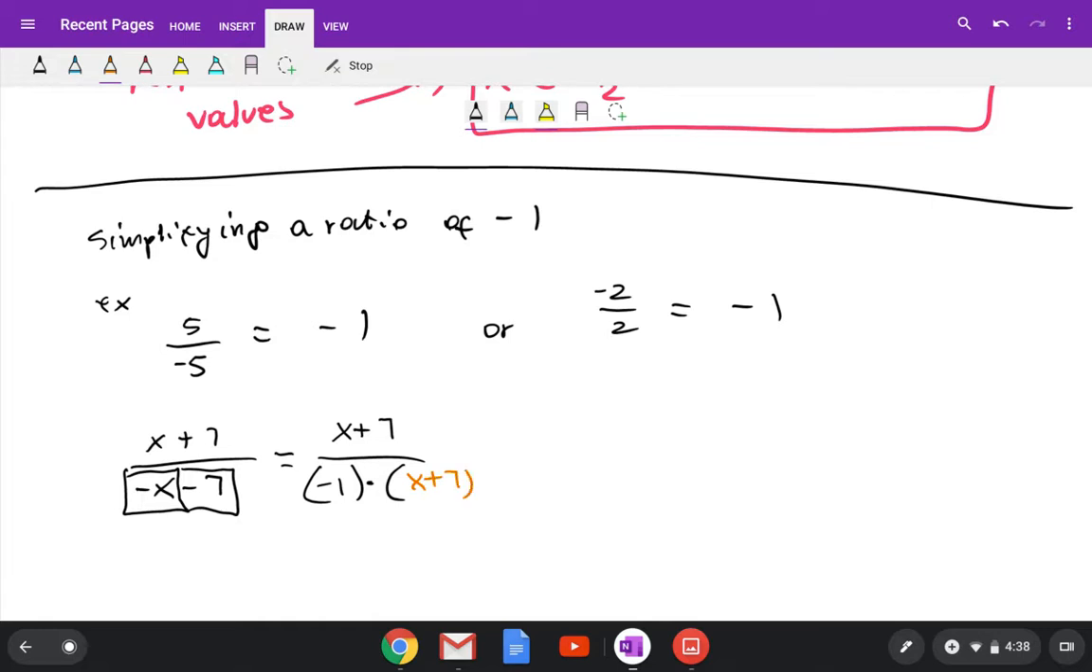So now look what happened. Now you're ready to simplify this rational expression because you have x plus 7 on the top and x plus 7 on the bottom. So when you cancel the expression in your numerator, if there's nothing there, that means there's 1 over there. On the bottom, you have -1. So that will give you just -1. So we're going to do a couple examples where you have to simplify a rational expression by factoring -1.